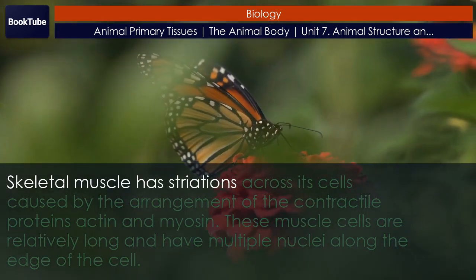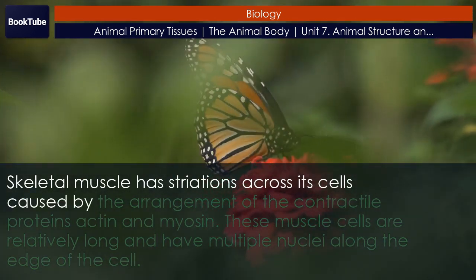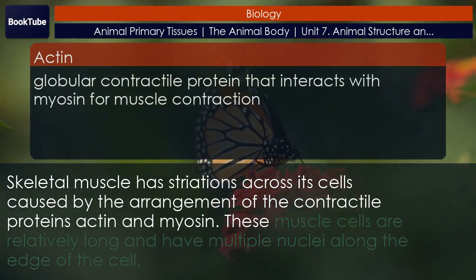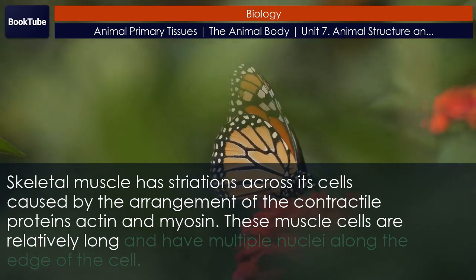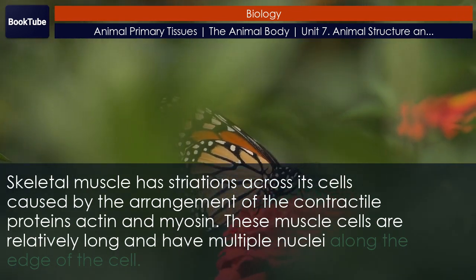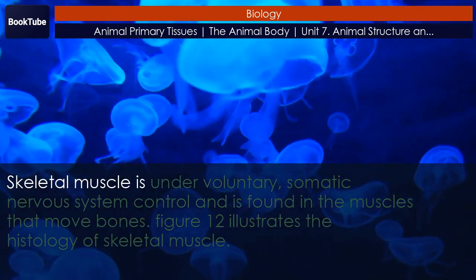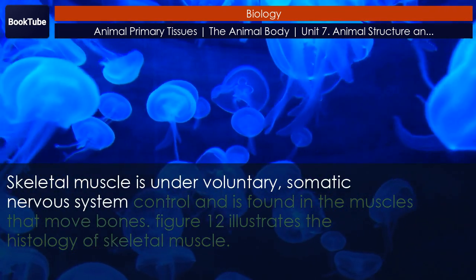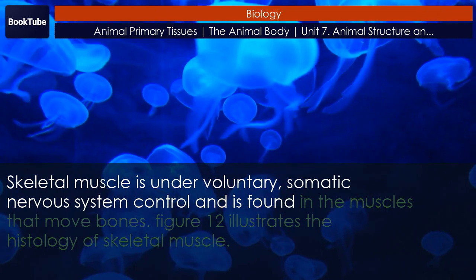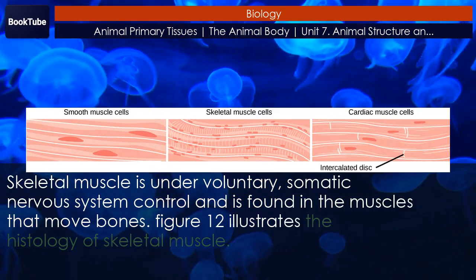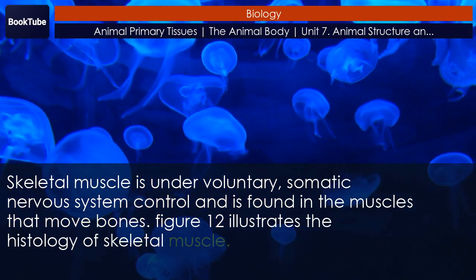Skeletal muscle has striations across its cells caused by the arrangement of the contractile proteins actin and myosin. These muscle cells are relatively long and have multiple nuclei along the edge of the cell. Skeletal muscle is under voluntary, somatic nervous system control and is found in the muscles that move bones. Figure 12 illustrates the histology of skeletal muscle.